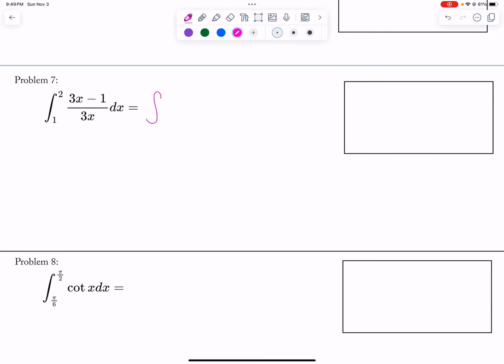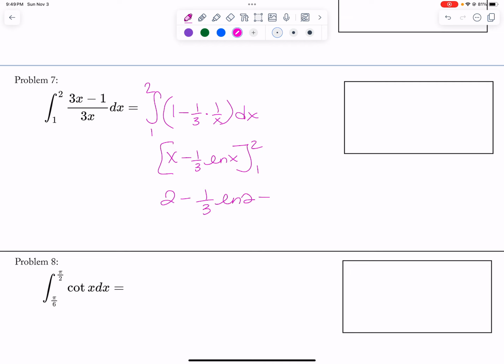This antiderivative, 1 to 2, so this would be 1 minus 1/3 times 1 over x dx. So this is x minus 1/3 ln of x evaluated from 1 to 2. So this is 2 minus 1/3 ln of 2 minus 1 plus 1/3 ln of 1, which is 0. So then this gives me 1 minus 1/3 ln of 2.